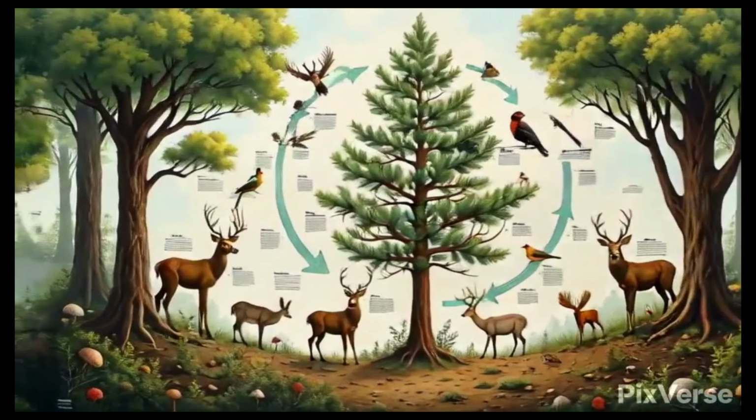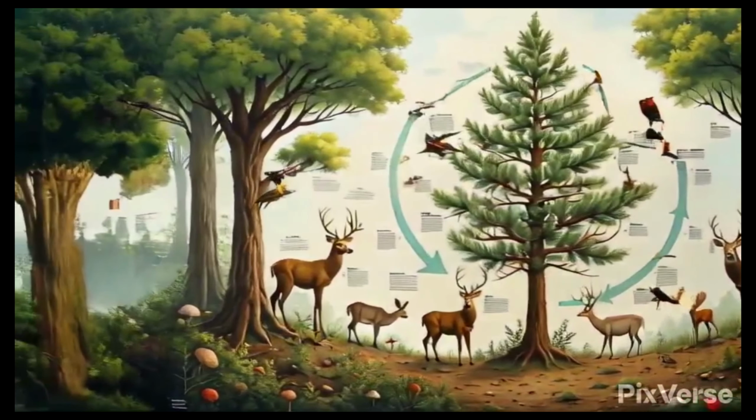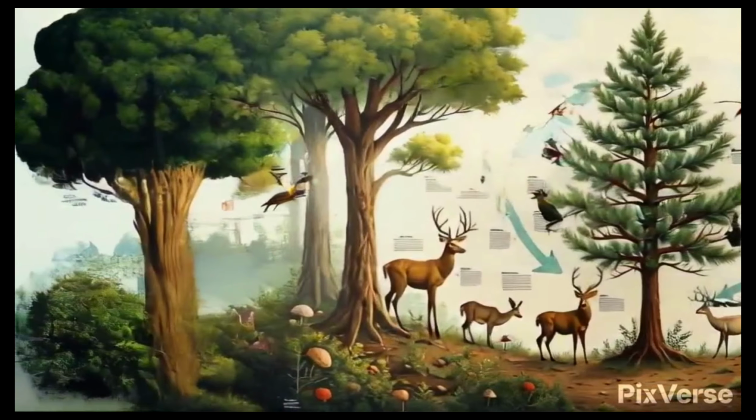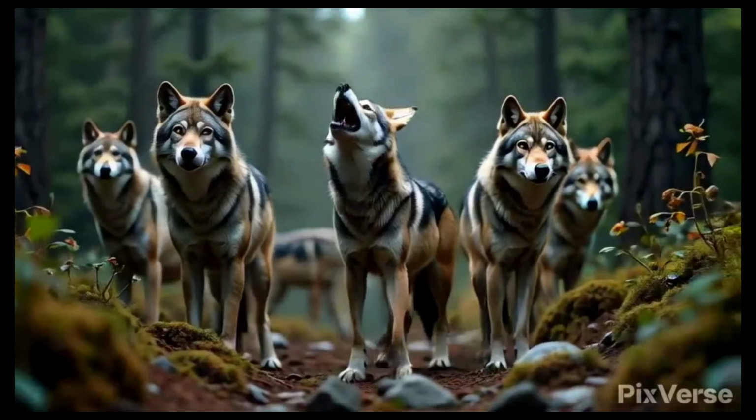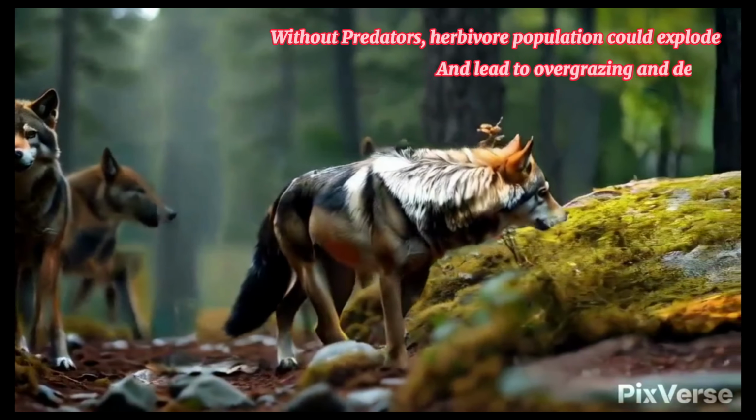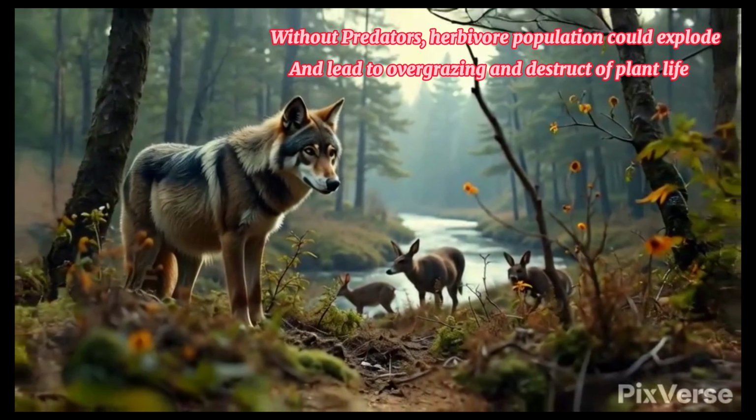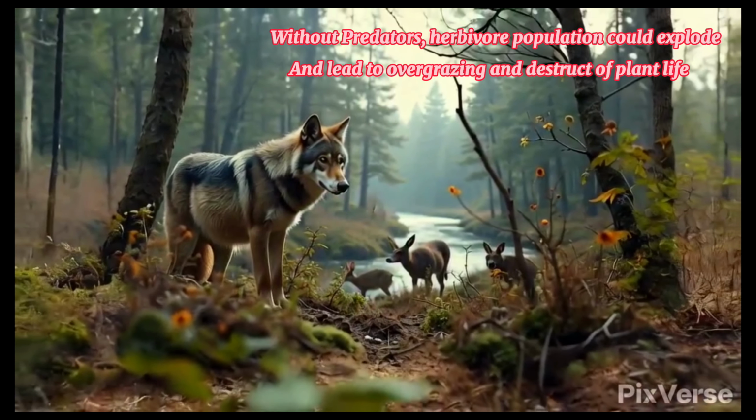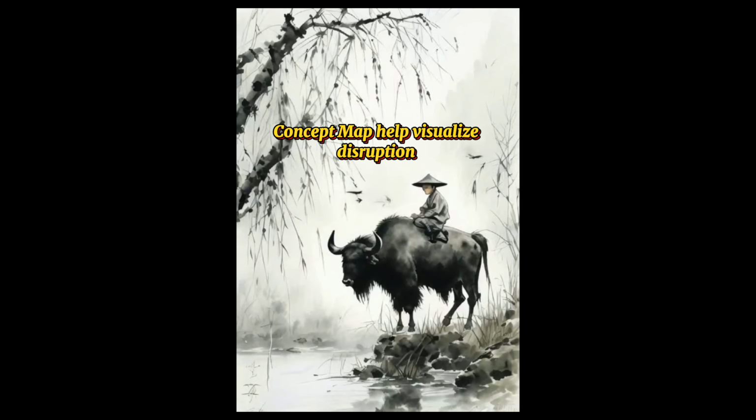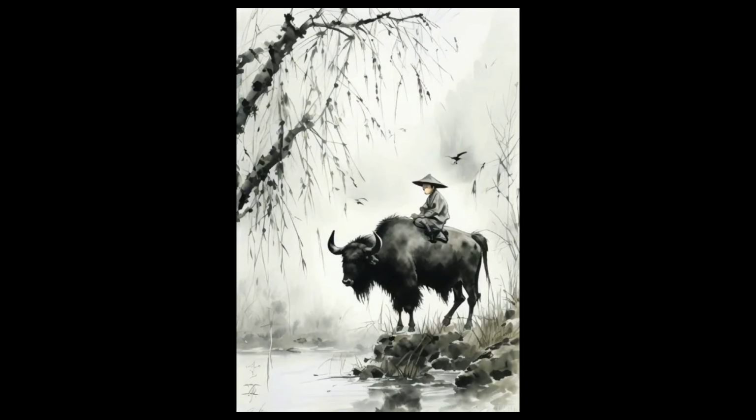Now, let's consider what happens when this balance is disrupted. For example, if a keystone species, like wolves, is removed from the ecosystem, it can cause a cascade of changes. Without predators, herbivore populations can explode, leading to overgrazing and the destruction of plant life. This, in turn, affects the entire ecosystem, as food and habitat resources become scarce. Concept mapping helps us visualize these disruptions and understand the ripple effects of environmental changes.